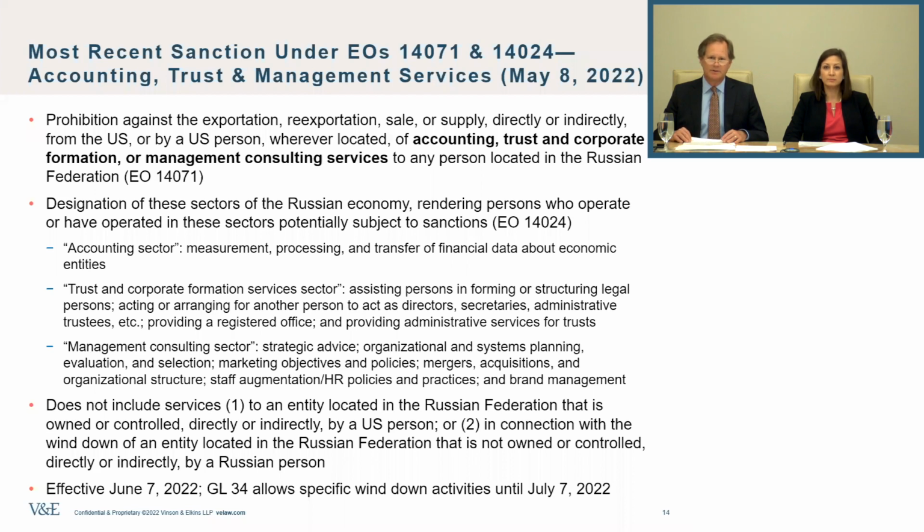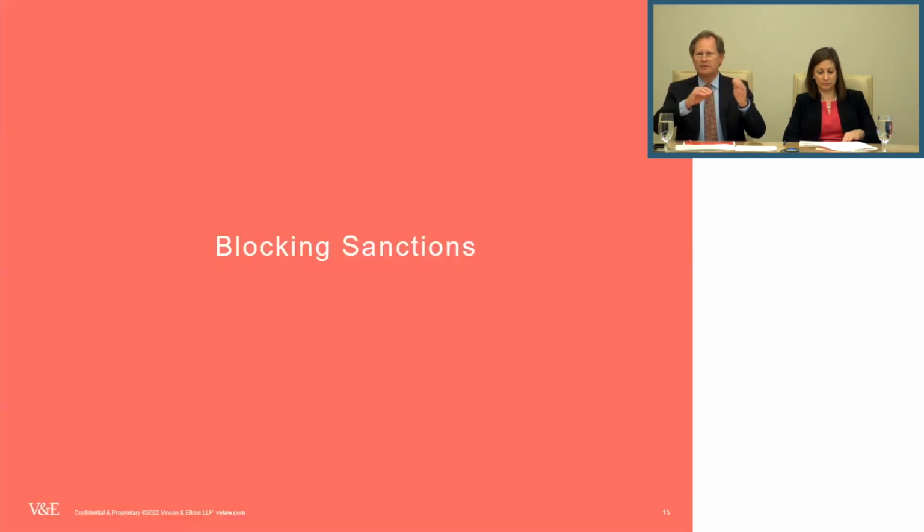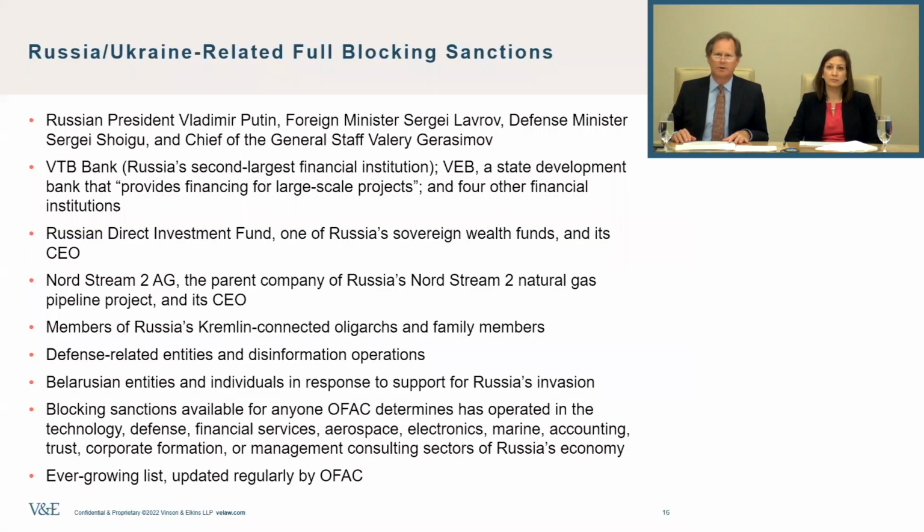Again, this is effective June 7th. There is a wind down license, and Elizabeth will talk about licenses a little bit later, that allows wind down activities with respect to these types of activities, notwithstanding the sanction, until July 7th. We can go to the next slide. So that was the new flavor. Now we'll get back to the tried and true, and the typical sanction that you see is a blocking sanction.